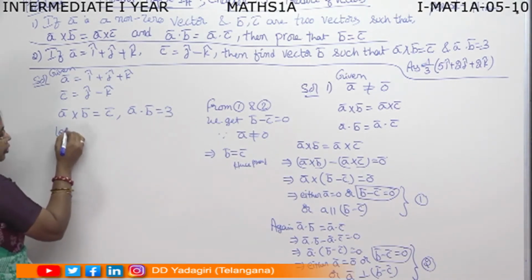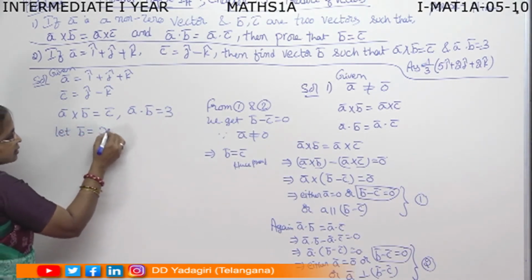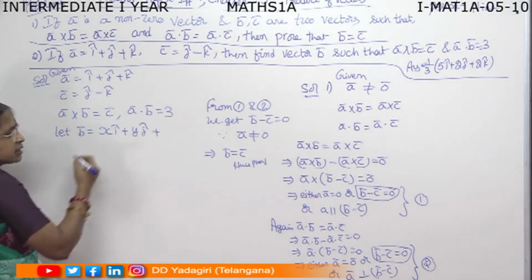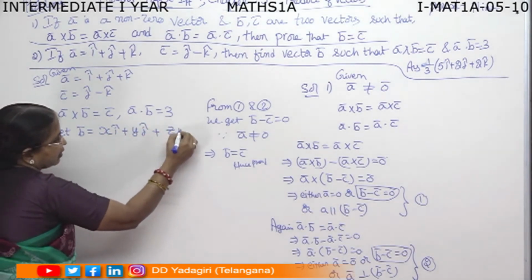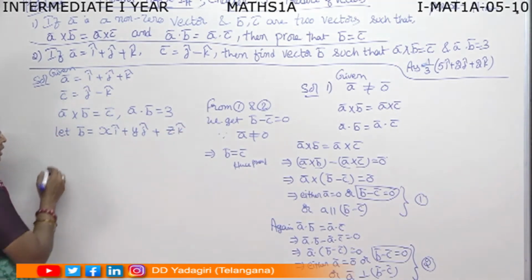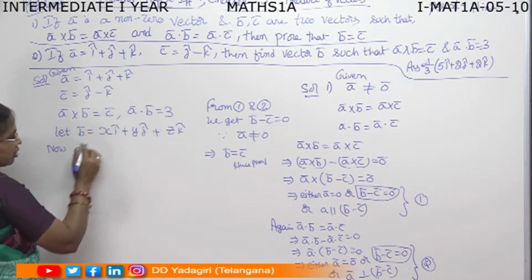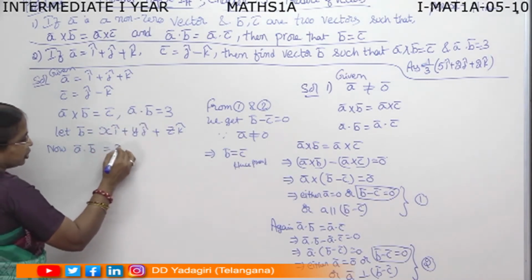So what you do, you take the B vector as some xi plus yj plus zk. Generally, the unknown vector is always taken as xi plus yj plus zk. Now, A cross B is equal to C, but first I'll take A dot B. A dot B is equal to 3.